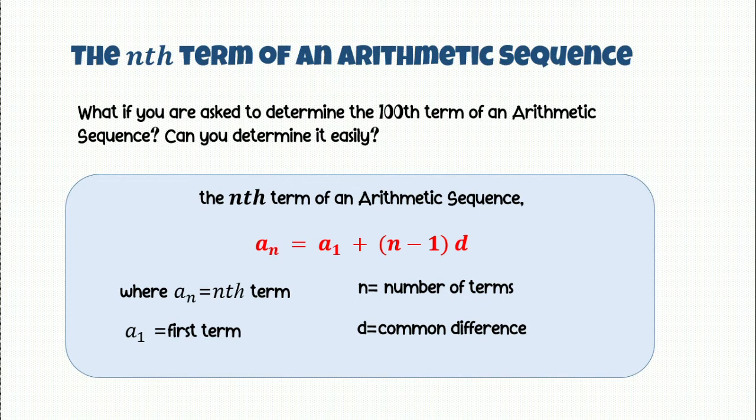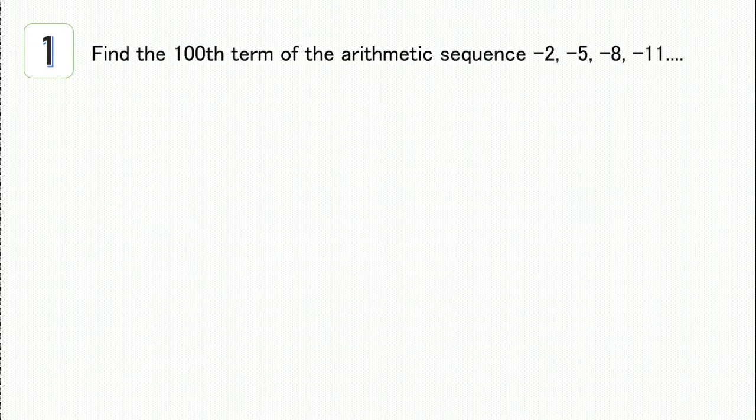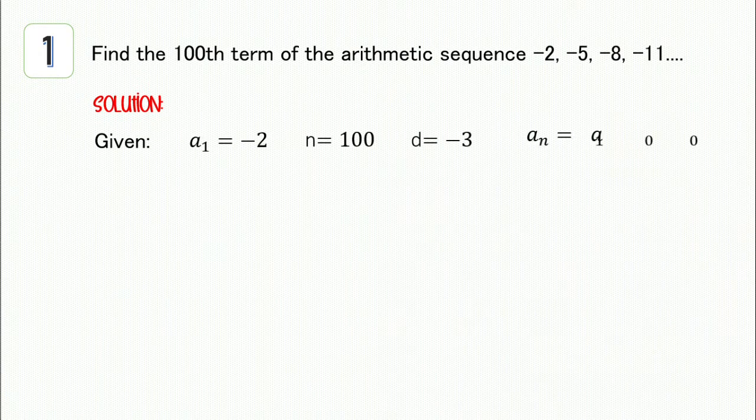Okay, let's have an example wherein we're going to use this formula. Let's have number 1. Find the 100th term of arithmetic sequence, negative 2, negative 5, negative 8, negative 11. Pag inspectionan natin yung sequence, this is a sequence in descending order. So, let's have the solution. So, ano yung gagawin natin? List natin yung lahat ng given. In the sequence, yung a sub 1 natin is negative 2. Tapos, yung n naman is the number of terms. So, we're going to find the 100th term, meaning to say 100 yung n.